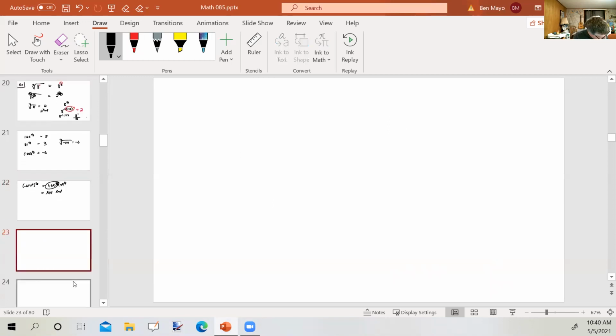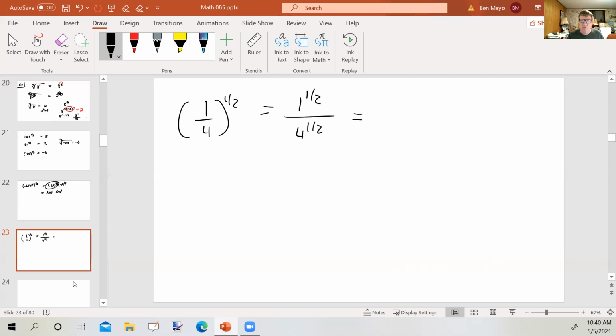Okay, let's see here. 1/4 to the 1/2 power would be 1 to the 1/2 power over 4 to the 1/2 power, which, raising something to the 1/2 power is like taking the square root of it. The square root of 1 is 1, the square root of 4 is 2. So 1/4 to the 1/2 power is 1/2.